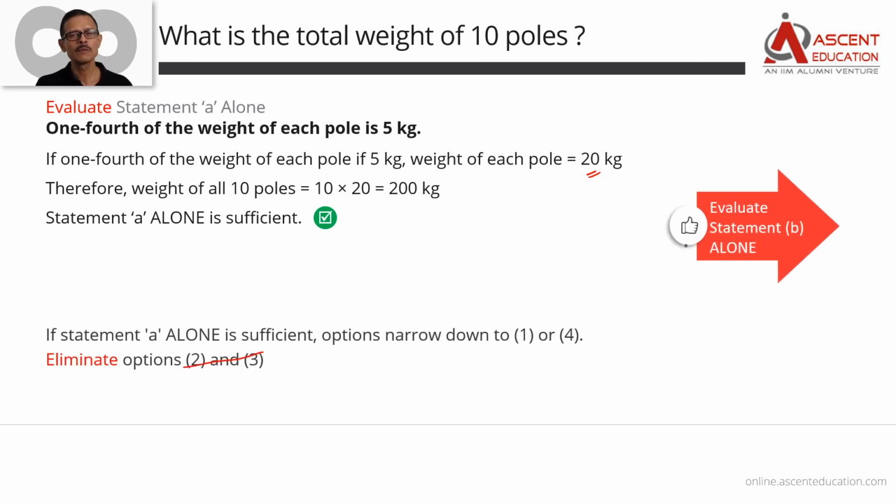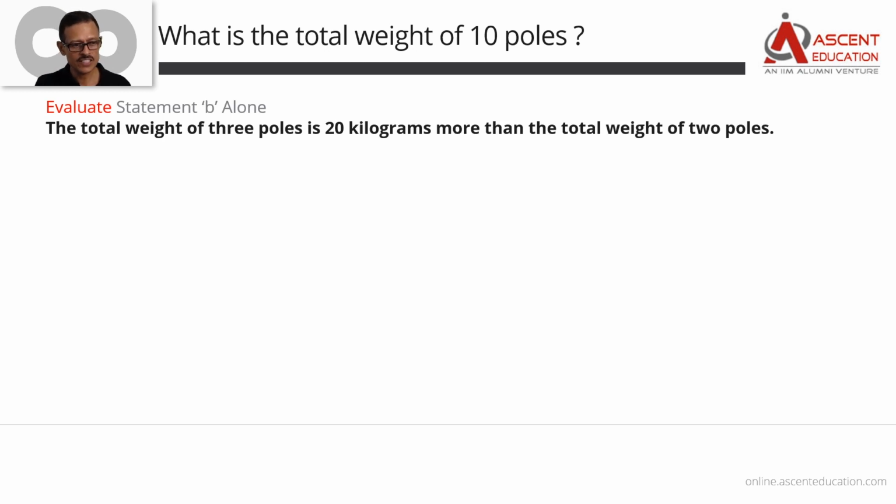A alone is sufficient. We realize that eliminate answer options 2 and 3. இதை முதல்ல பென்சிலில் question paper பக்கத்தில் எழுதி 2 and 3 eliminate பண்ணிடுங்க. So தெரியாதனமாக கூட நம்ம இந்த answer பண்ணிடக்கூடாது. If A is sufficient, eliminate 2 and 3. Your answer options narrow down to 1 or 4. 1, 4 அப்படிங்கிறதுக்கு நம்ம statement B sufficientஆனு கண்டுபிடிக்கணும். So evaluate statement B alone.